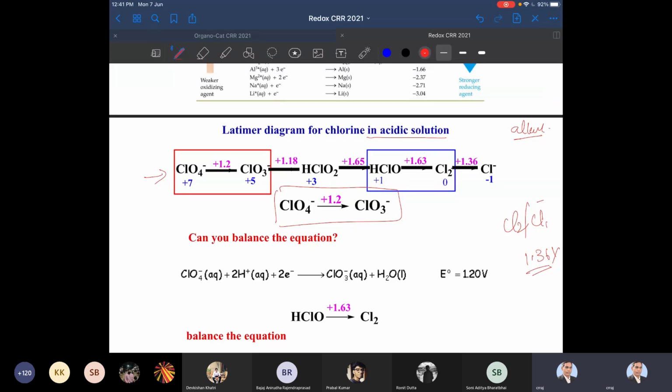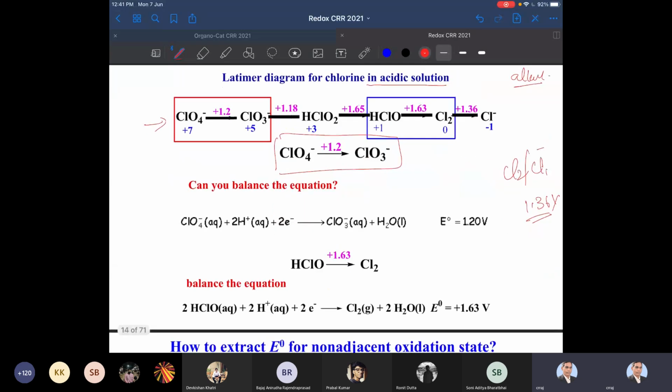Now, we can do a little more than that. I'm not going to do the balancing; I hope you all know that. This is the redox couple that I have marked in red here. What I have done is balance the equation from the original couple. I'm writing and balancing this one.